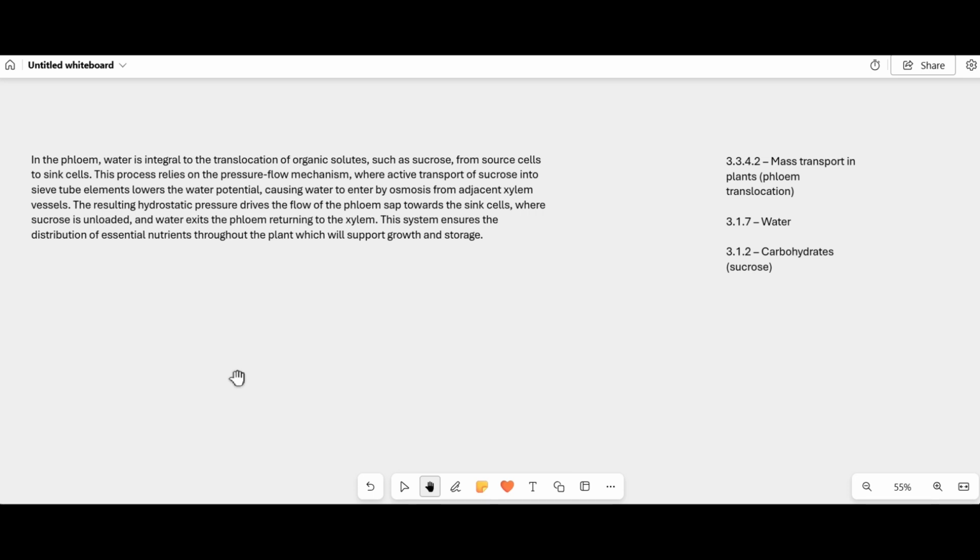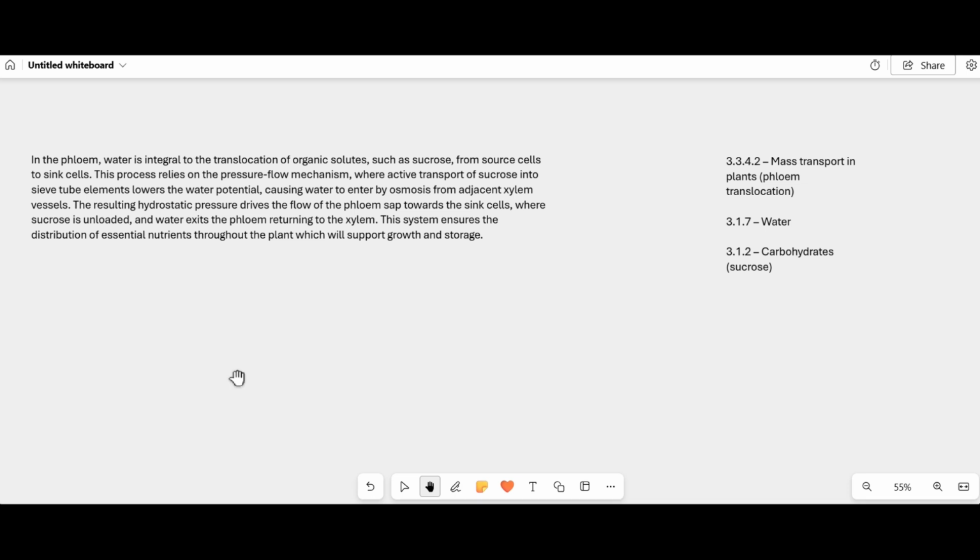It's paragraph 6 of the essay, yeah? So it's just a little continuation of paragraph 5, yeah? So I'm going to talk about what in the phloem is integral to the translocation of organic solutes, such as sucrose from source cells to sink cells, yeah? This process relies on the pressure flow mechanism, yeah? So this is all just A level as well.